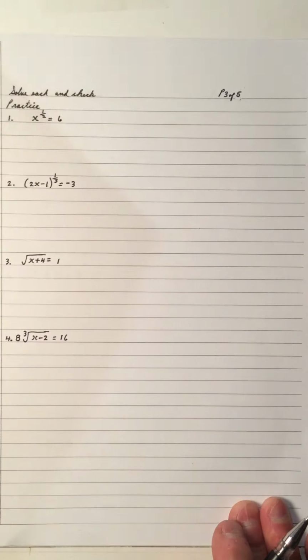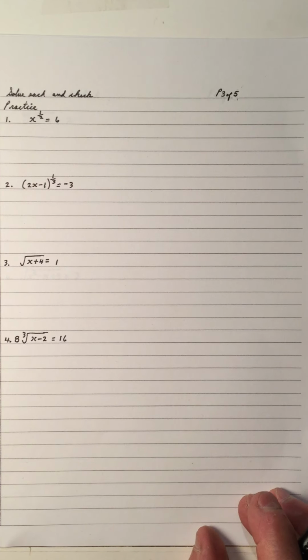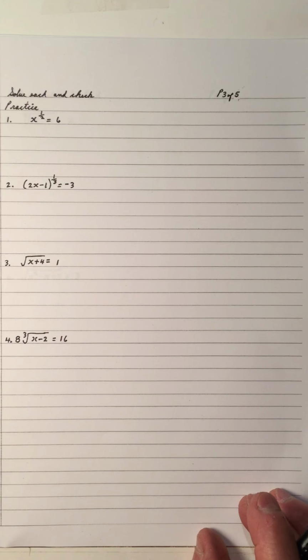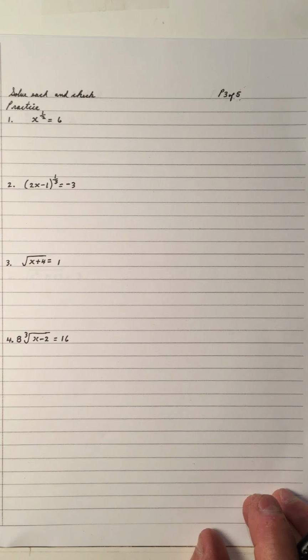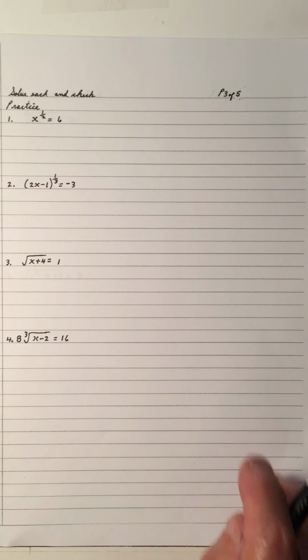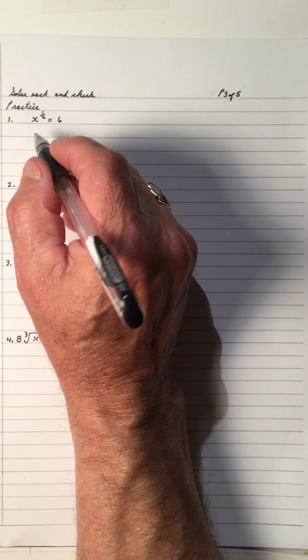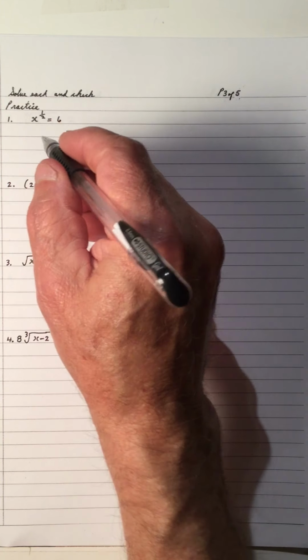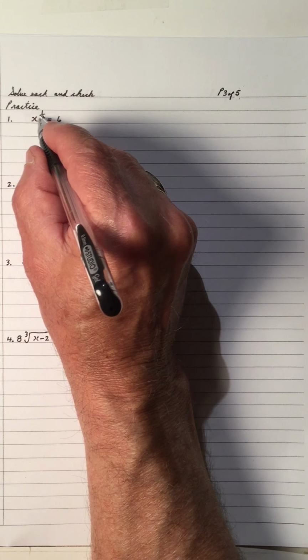Again, just extras, just trying to make sure you understand. Now we're going to solve and check each of these. And we're going to practice. Practice means pause the video and see if you can work each of these out. So we have a half.